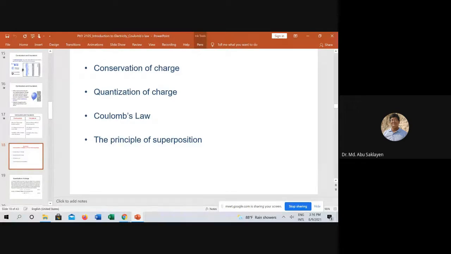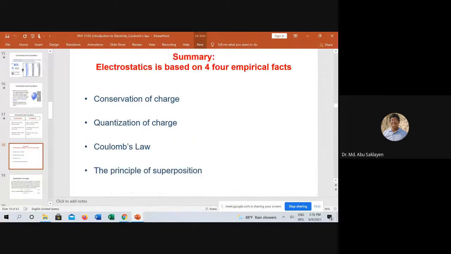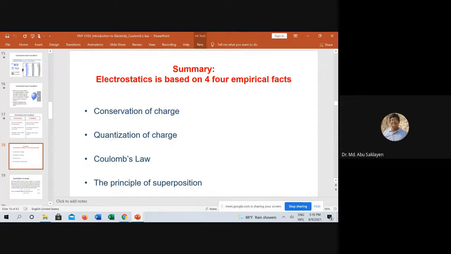So these are four empirical facts. Empirical means experimental. Four experimental or empirical facts based on electrostatics: conservation of charge, quantization of charge, and Coulomb's law. Then another one is principles.